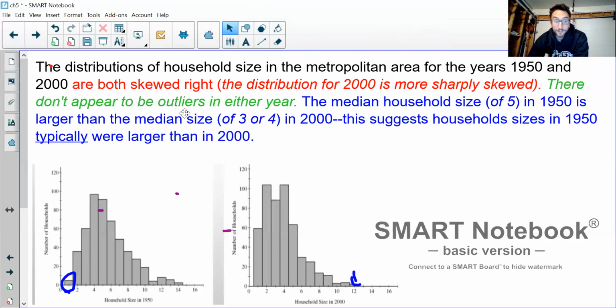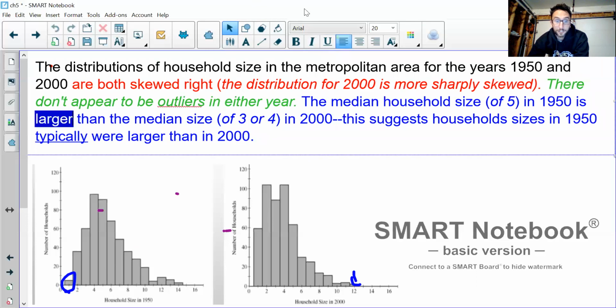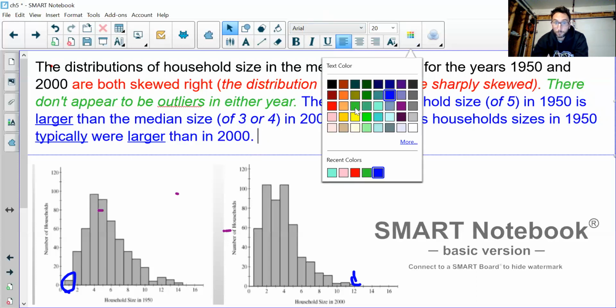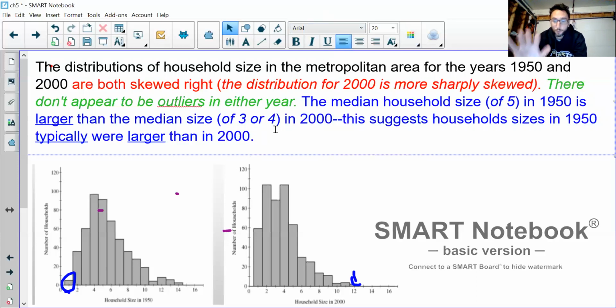The other thing we want to point out is that comparative language. We're talking about the median is larger. That means household sizes were larger. So this suggests element really gets at the context and really hammers that comparison. Now we're going to look at the same thing with spread. And side note, if you said the median household size of 2000 was smaller than that of 1950, typically households in 2000 are smaller, that's fine as well.